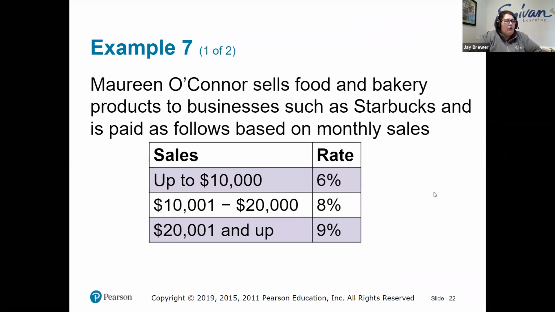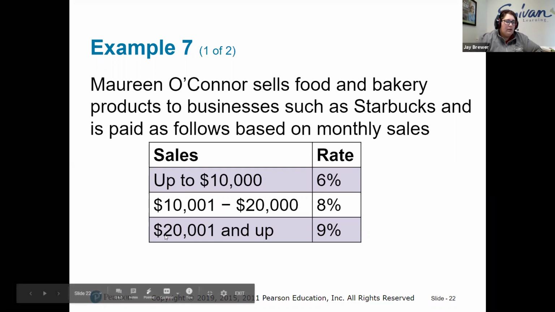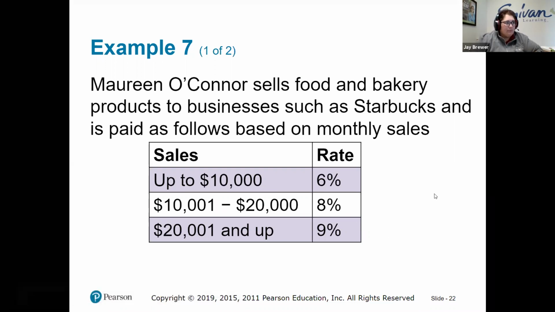So Maureen O'Connor sells food and bakery products to businesses such as Starbucks and is paid as follows based on monthly sales. Up to $10,000, she earns a 6% commission. From $10,001 to $20,000 is an 8% commission, and from $20,001 and up is a 9% commission.